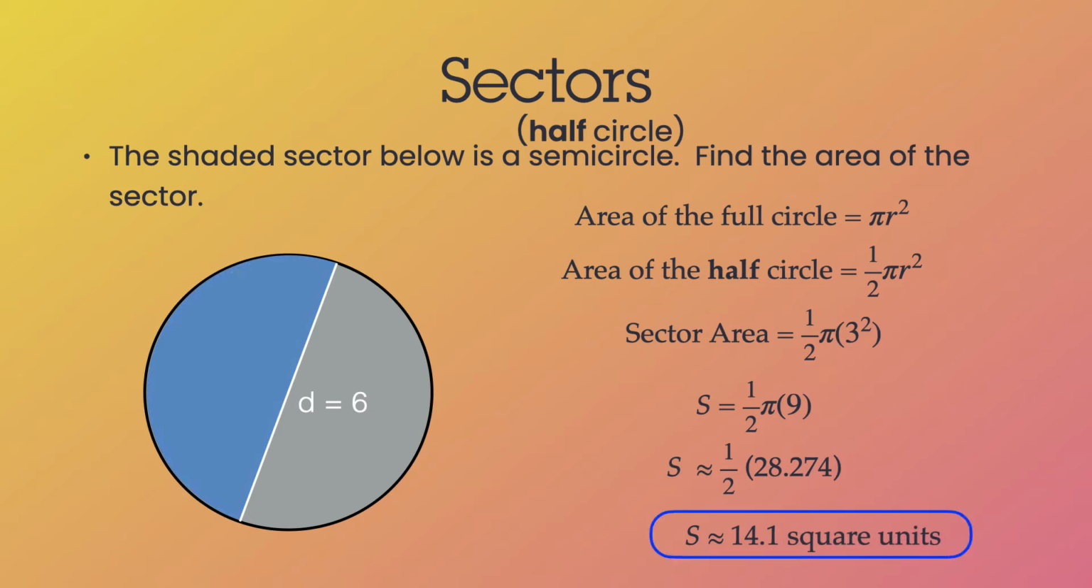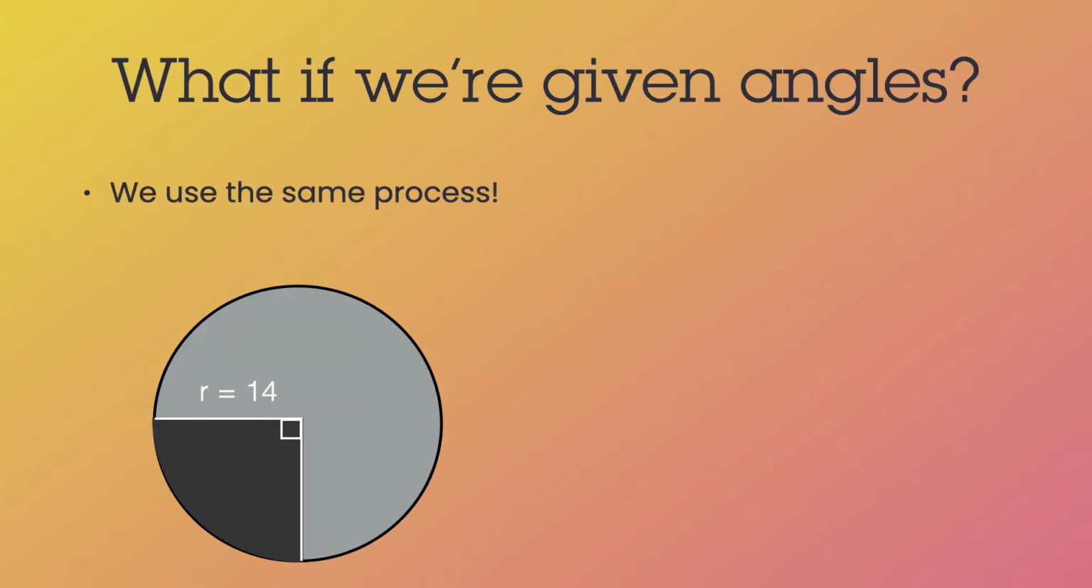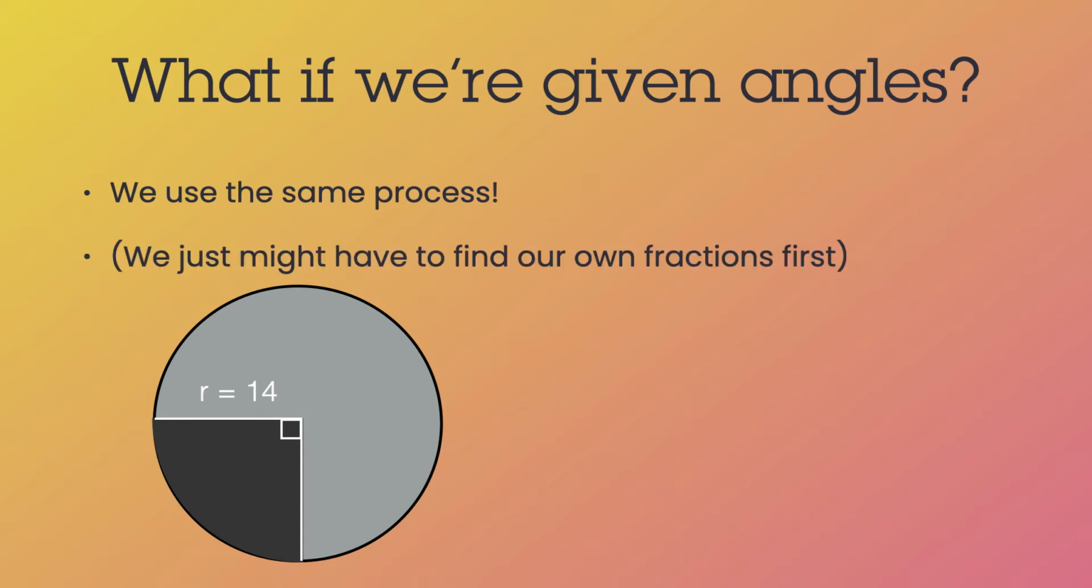Now that's fine if you're told what fraction of the circle is filled up by your sector. 1/6, 1/4, 1/10, that's great. But what if we're given angles? You might be surprised to know we can still use the same process. We just might have to find our own fractions first.